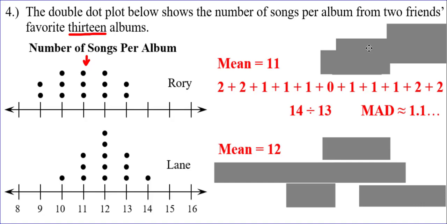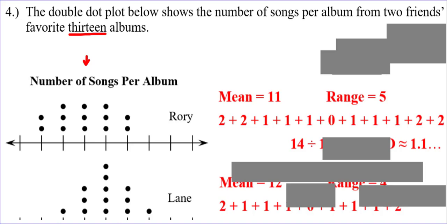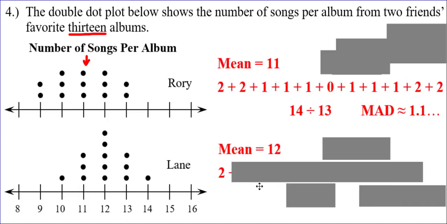All right, we're going to do the same thing for Lane. So remember the mean for Lane is 12. So how far are each of these numbers? Well, there's 1 dot that's 2 away. There's 3 dots that are each 1 away, so that's 3 of those 1s. There's 5 dots that are all at the mean, so that's 0 for each of those 5 dots, and 5 times 0 is 0.